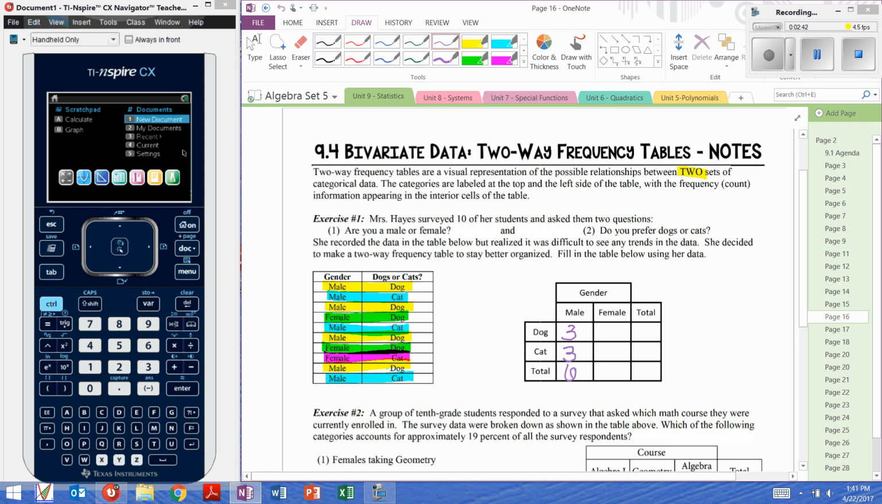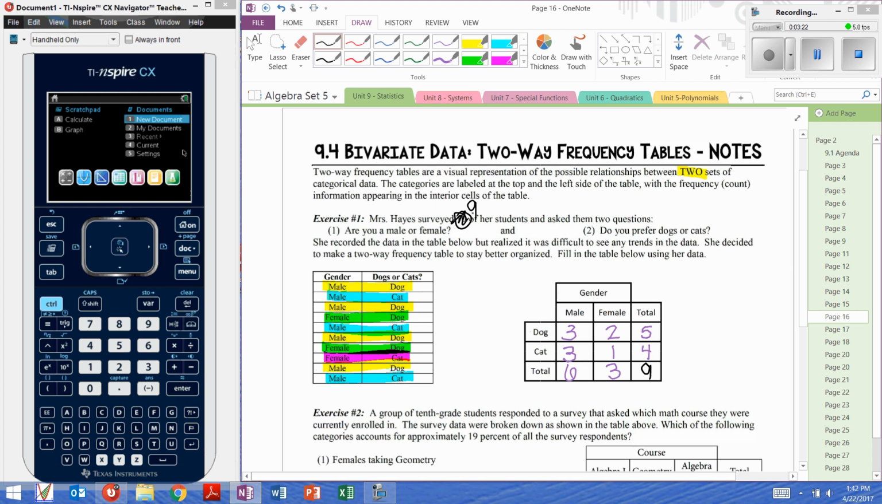Okay, next, females who like dogs. There's 2 of them. So that becomes 5. And how about females who like cats? There's only 1 of them. Now we can total off to the right also for our 4, and down below 2 and 1 is 3. And you know what? There's a mistake in this question because what's 6 plus 3? 9. And 5 plus 4 is 9, but what does it say in this problem? 10. That should say 9. So let's just fix that.